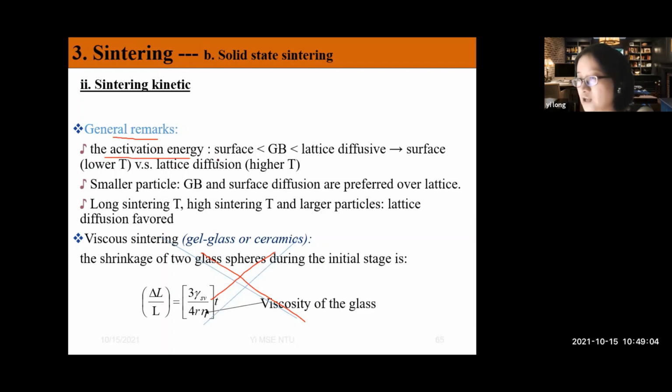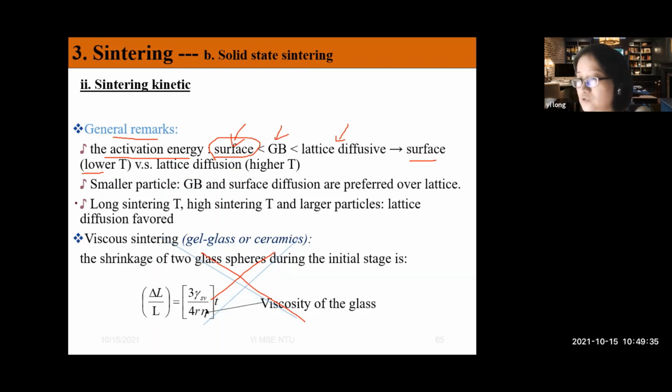So the activation energy is the lowest for surface. That's what we said before. Lowest, the surface is the easiest one to happen. Grain boundary is a little bit more difficult, but lattice diffusion is the most difficult one. So in order for surface diffusion to happen, you need lower temperature. That's why if you sinter at very low temperature, most likely we'll have surface diffusion, which is P2. So for this P2, most likely we'll get crystalline. So that's why at lower temperature, you won't get very densified structures.